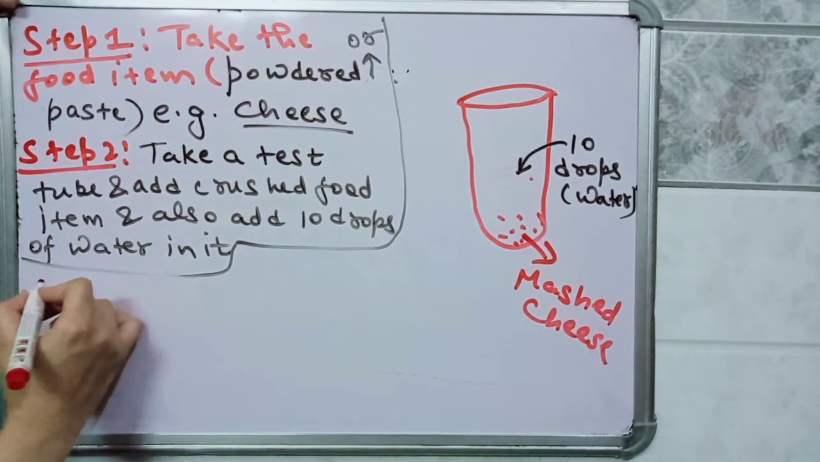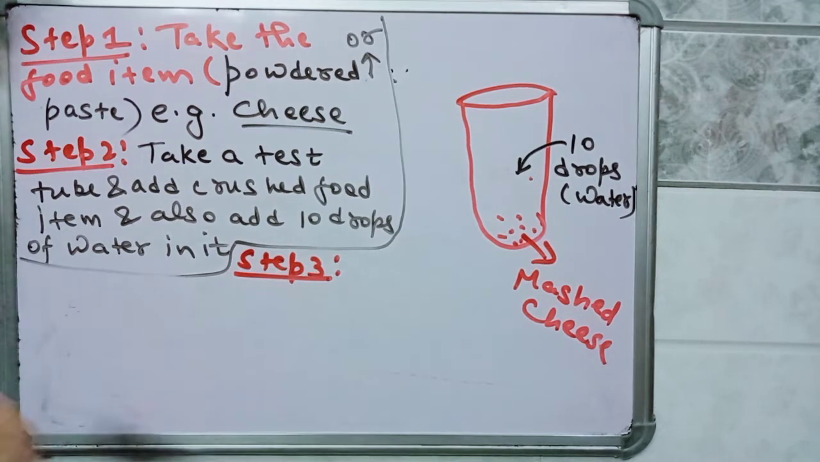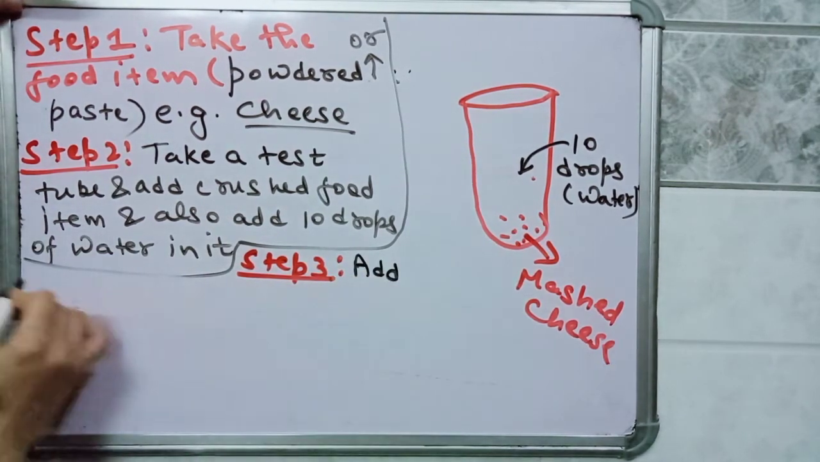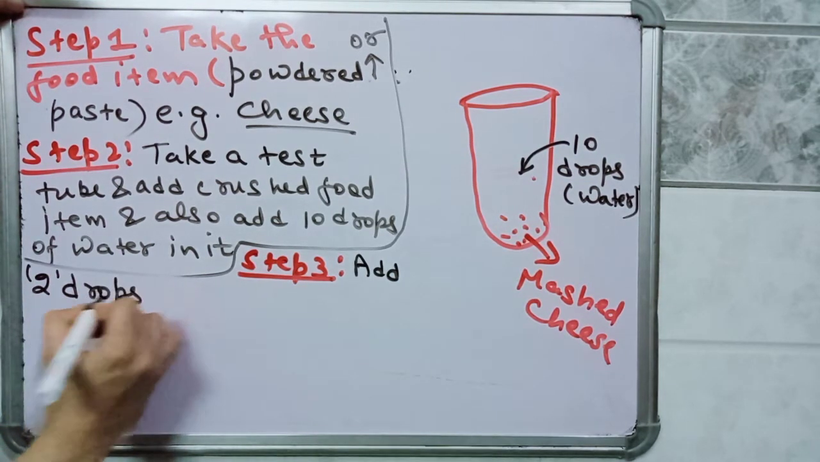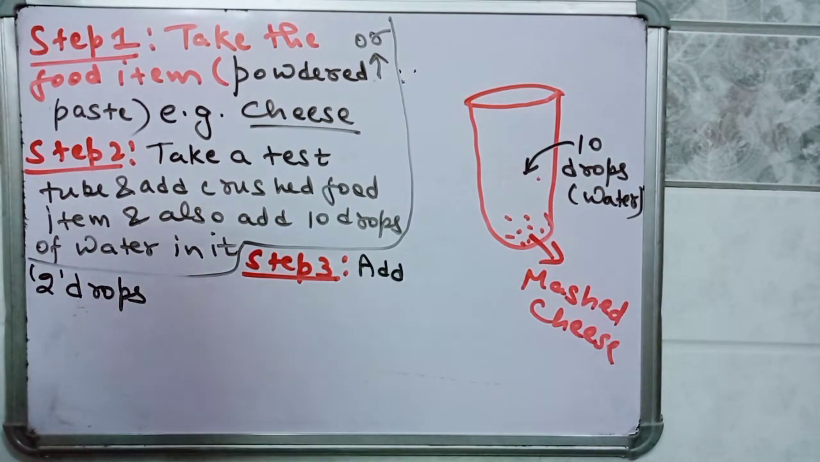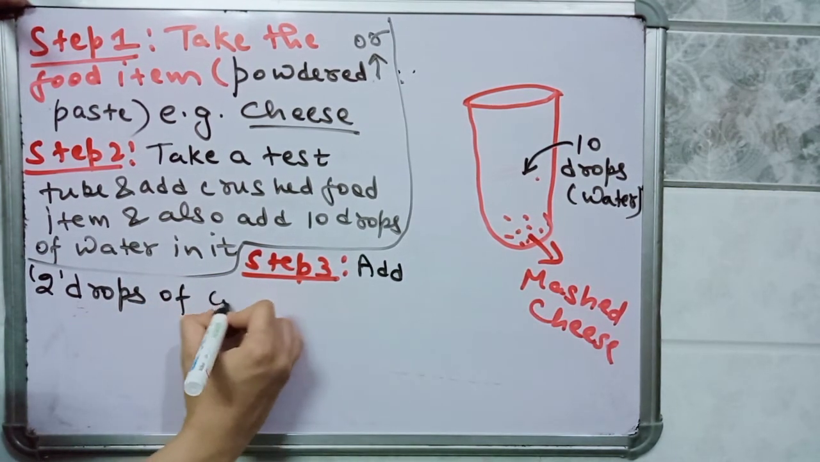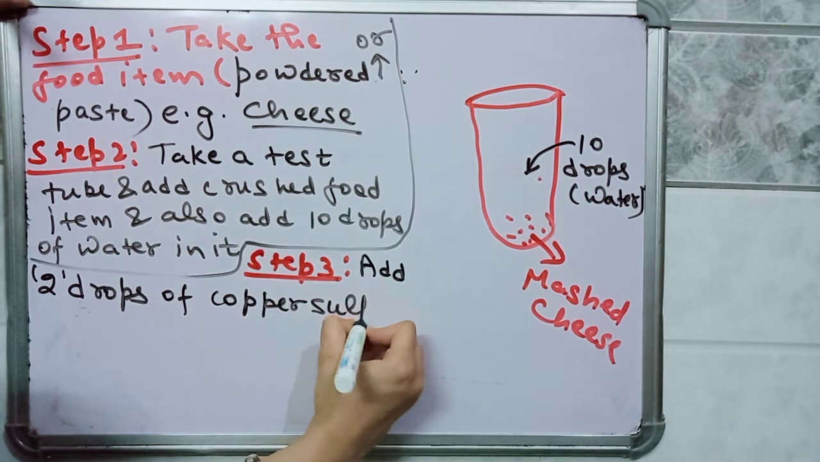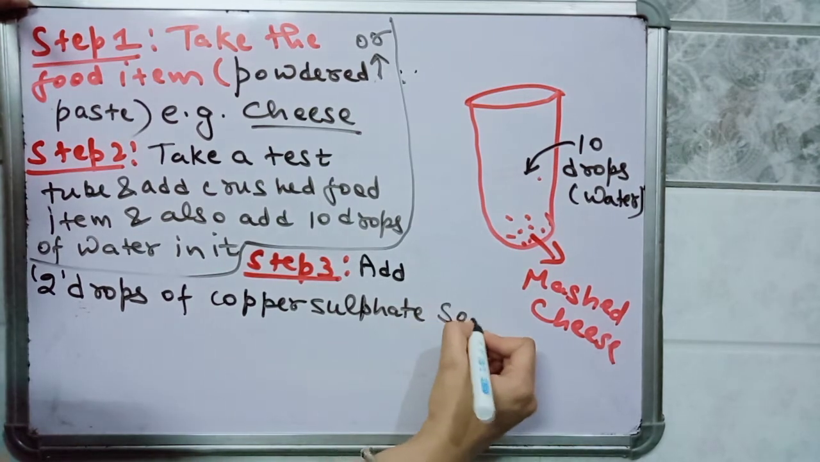In the next step, step 3, what will you do? Add 2 drops, with the help of a dropper, of copper sulfate solution. Add 2 drops of copper sulfate solution.